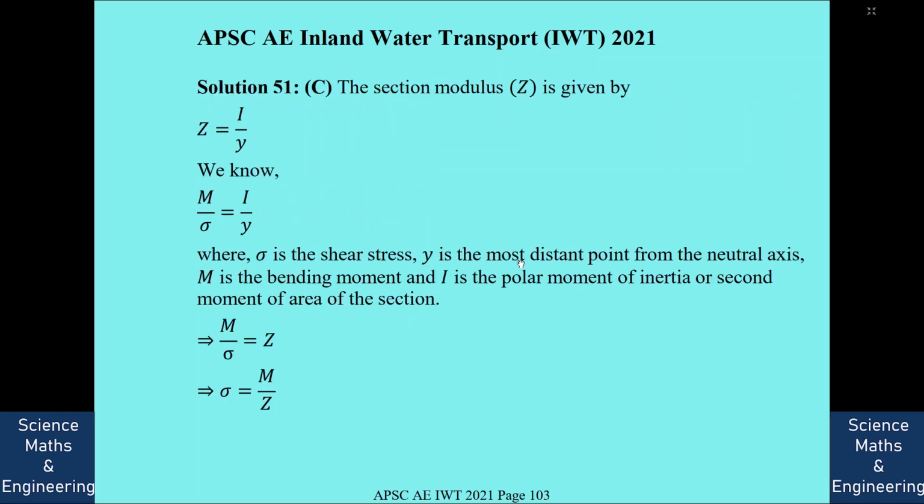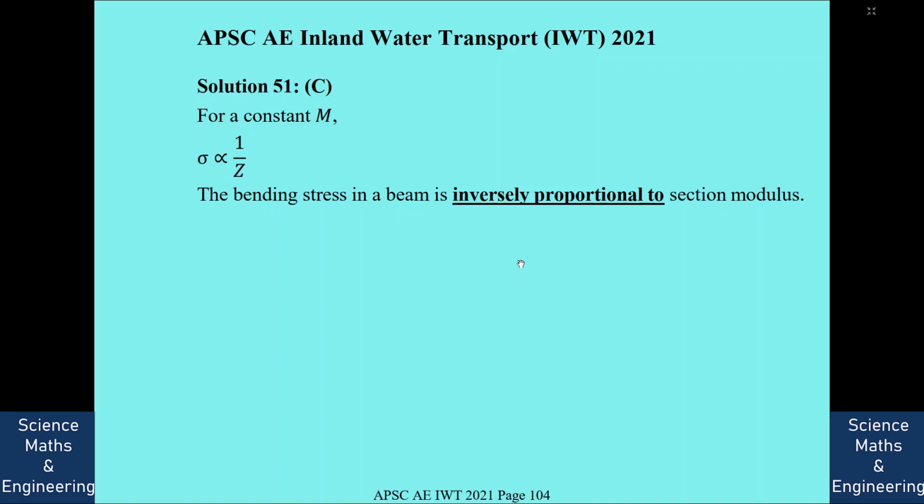So the answer is C, the section modulus Z is given by Z is equal to I by Y. Now we know M by sigma is equal to I by Y. So, because Z is M by sigma, from here Z is equal to M by sigma. So we get sigma is equal to M by Z. Now for a constant M, sigma is directly proportional to 1 by Z. So bending stress in a beam is inversely proportional to section modulus.